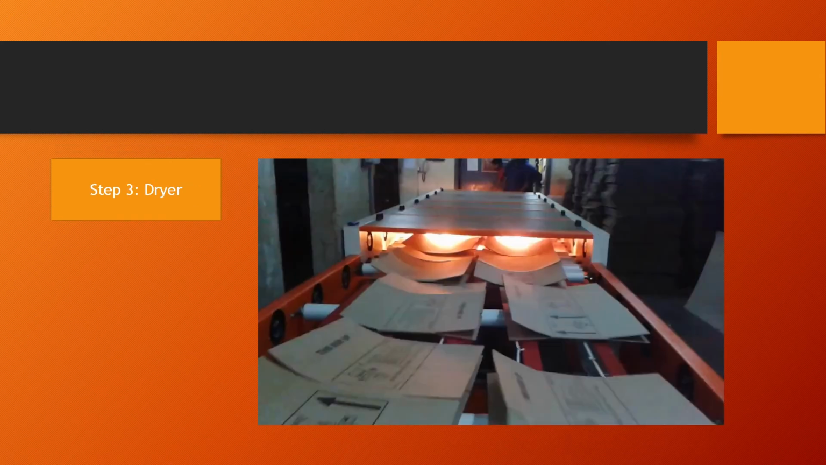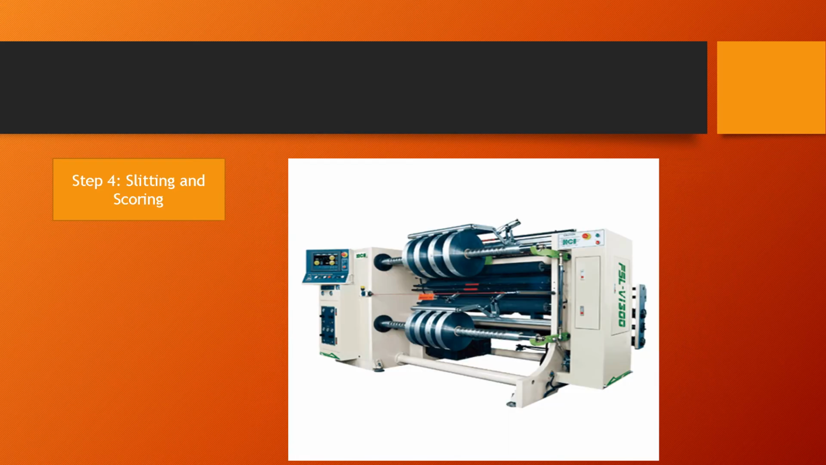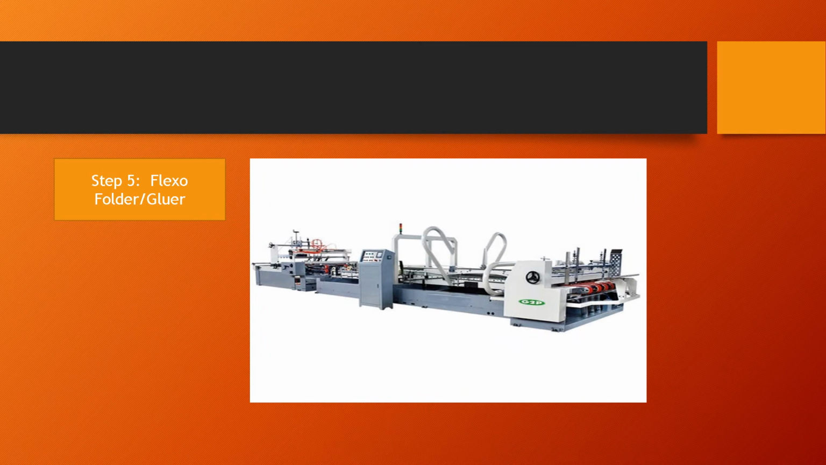The dryer. The corrugated board is then fed to the dryer to remove the moisture and set the adhesive. After the dryer, the next step will be the slitting and scoring. The dry corrugated board is trimmed by the use of a slitting machine. After trimming the dry corrugated box, it will then proceed to the flexo folder for printing and converting.